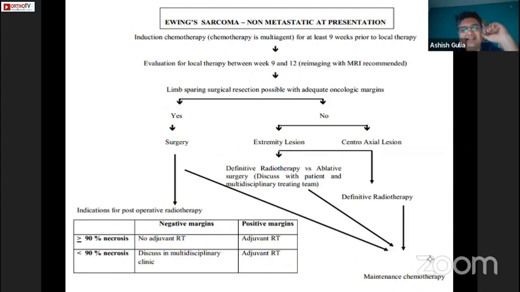Similarly, we have guidelines for Ewing sarcoma, where we talk about starting them on neoadjuvant therapies, taking a call on what sort of local therapy to be given, having the right indications to add chemotherapy later on, or radiotherapy, or a combination, and then how to take the treatment further.